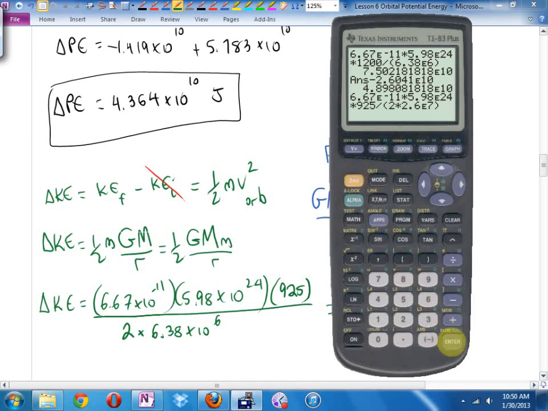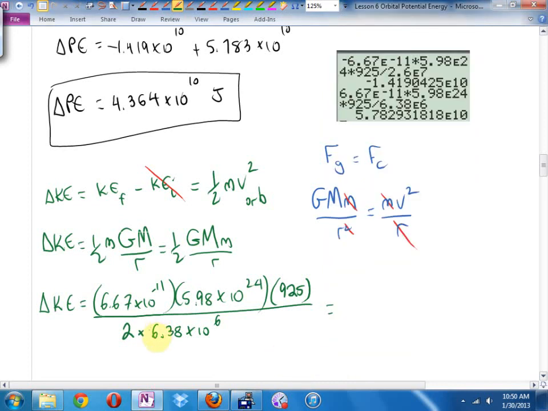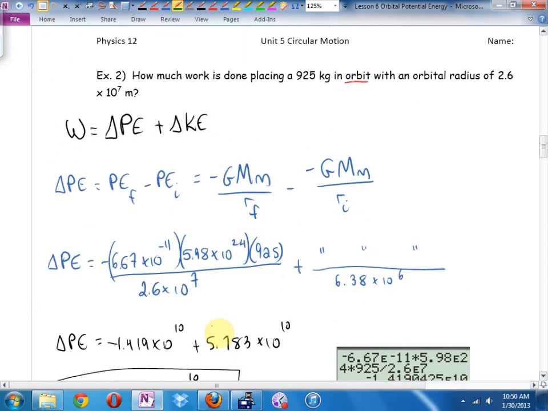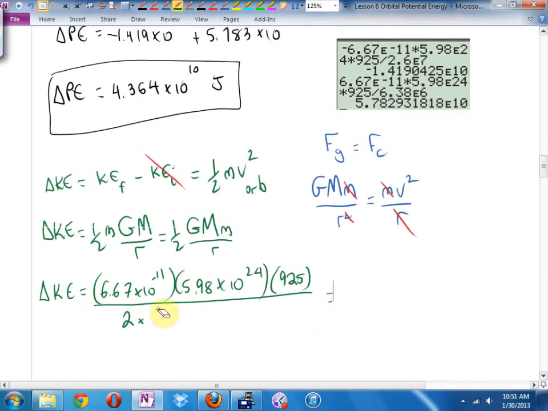There it was from last class. Is that right? Oh, you know what? I made a mistake. I used the radius of the Earth here. It's not the radius of the Earth. I even said radius of orbit, didn't I? So, I'm sorry. Caught myself. Orbital radius, not radius of the Earth, which was 2.6 times 10 to the 7th. Yes? Sorry, folks. Orbital radius.